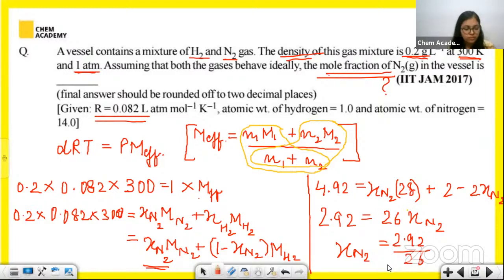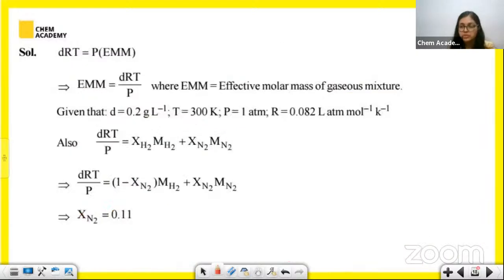Okay. So the mole fraction will come out to be 0.11. I hope this question is clear to everyone. There should be no problems. Now we will move on to the next question.